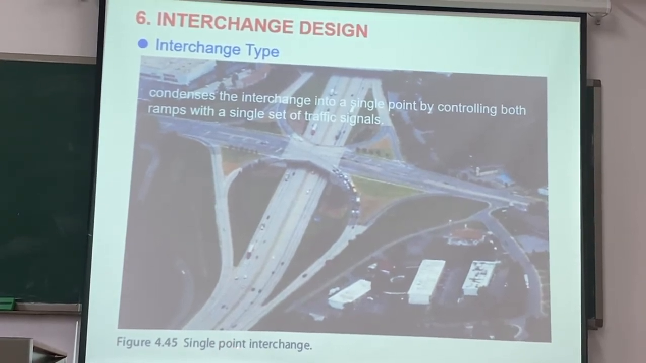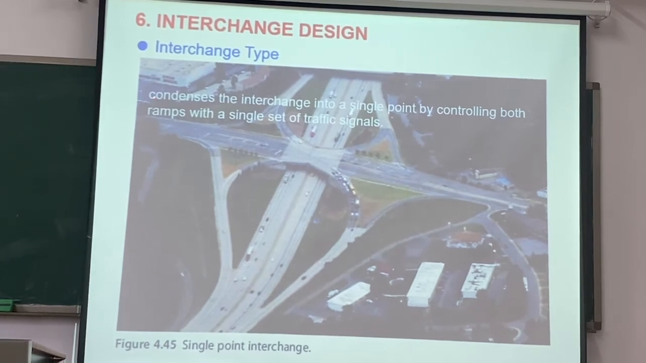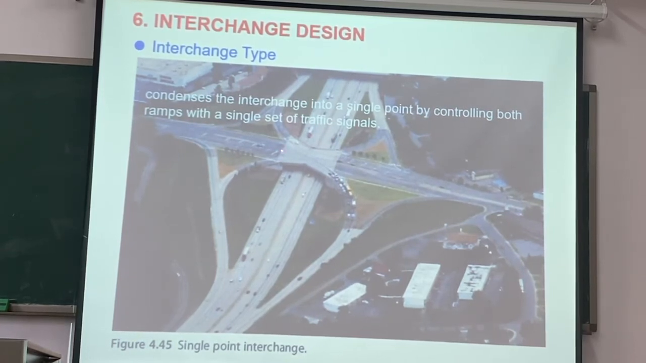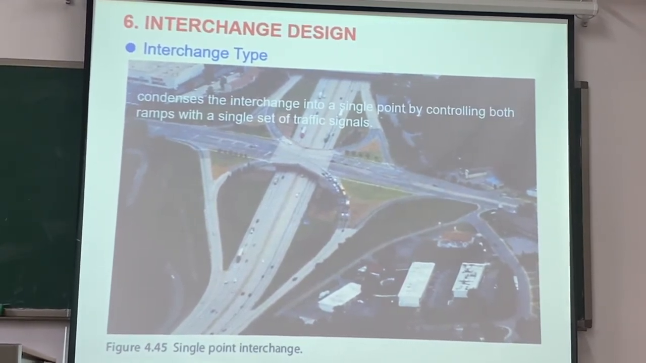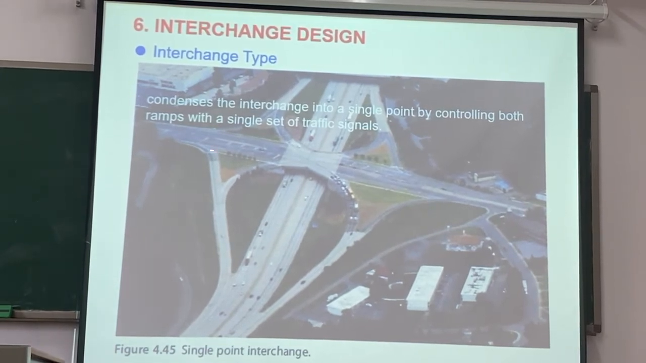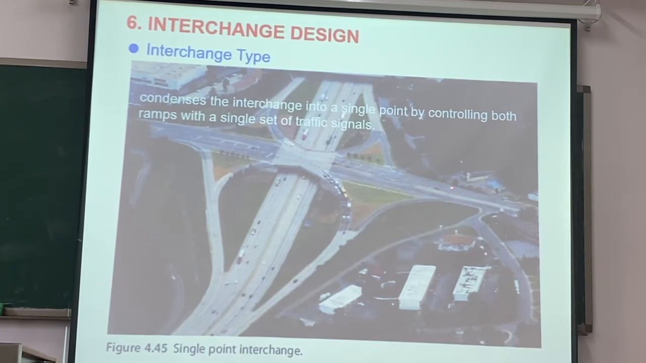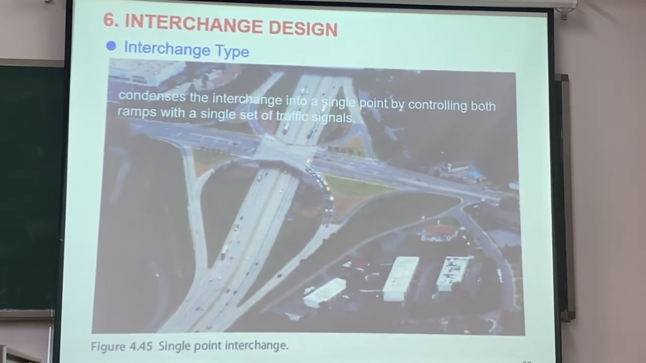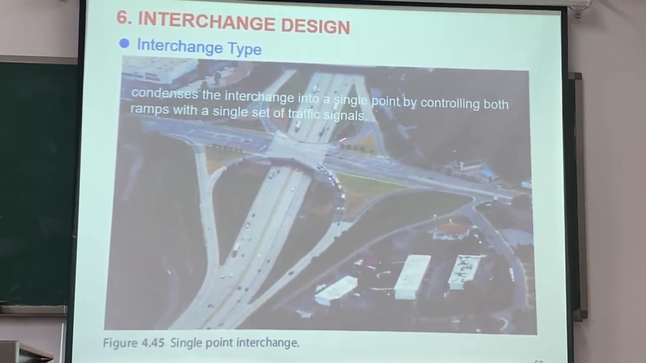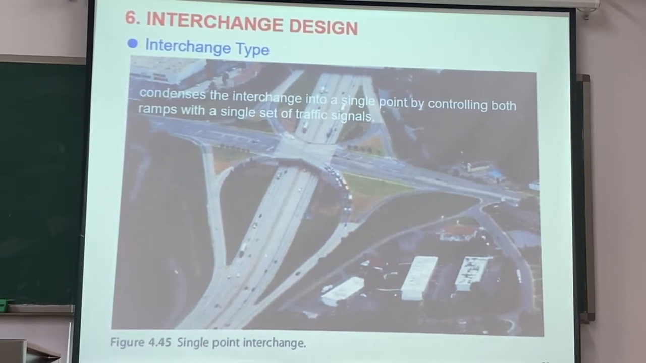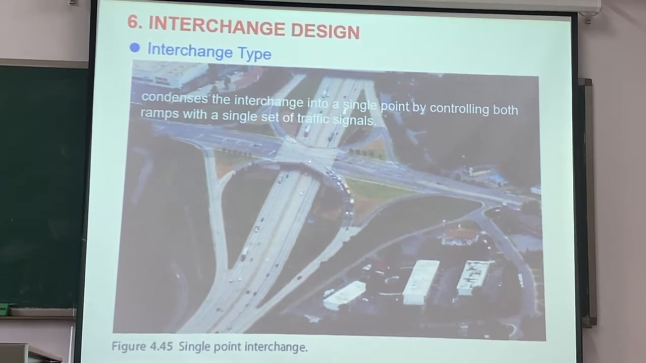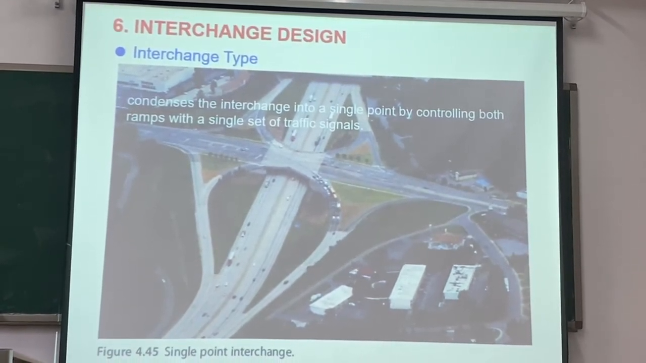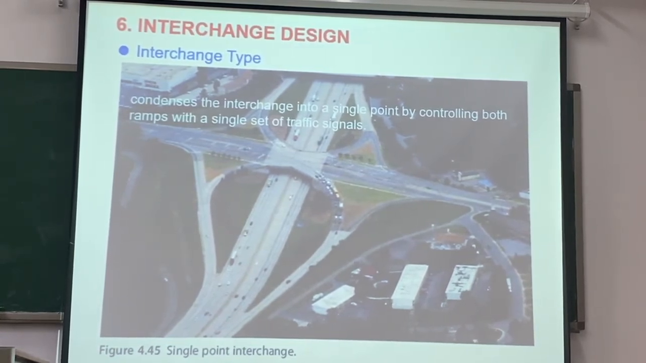This is a single point interchange. It condenses the interchange into a single point by controlling both ramps with a single set of traffic signals in this area. When we go this way, we can use these ramps to turn right. But in this area we use the single point to turn left. It goes there, makes one stop, and goes this way to turn left. But when we use this way, we can use this to turn right and use this to turn left.